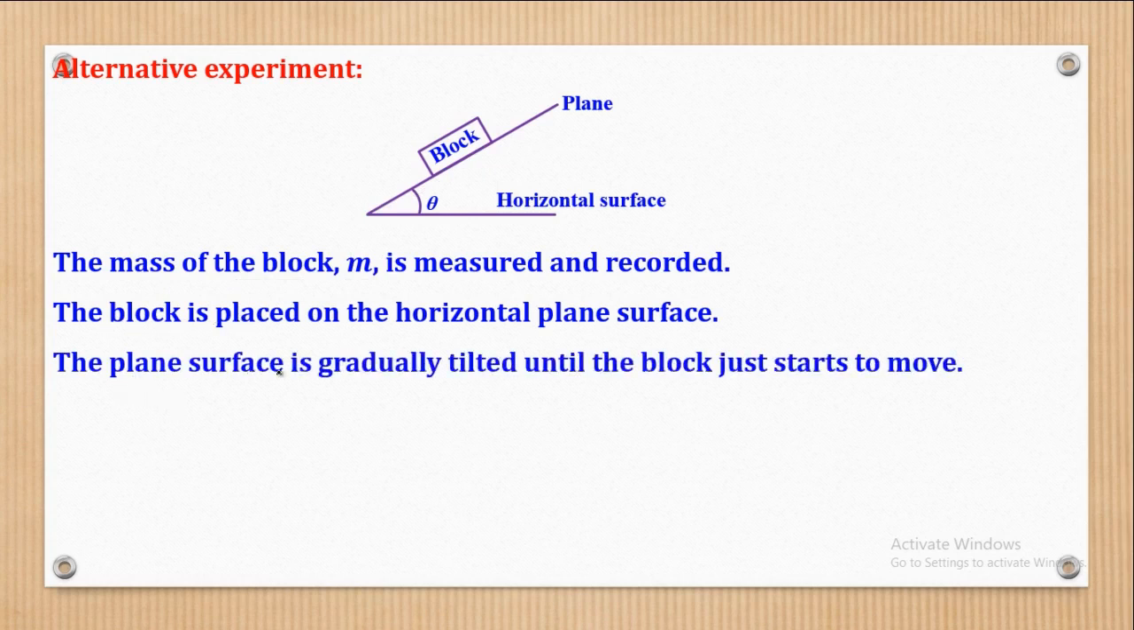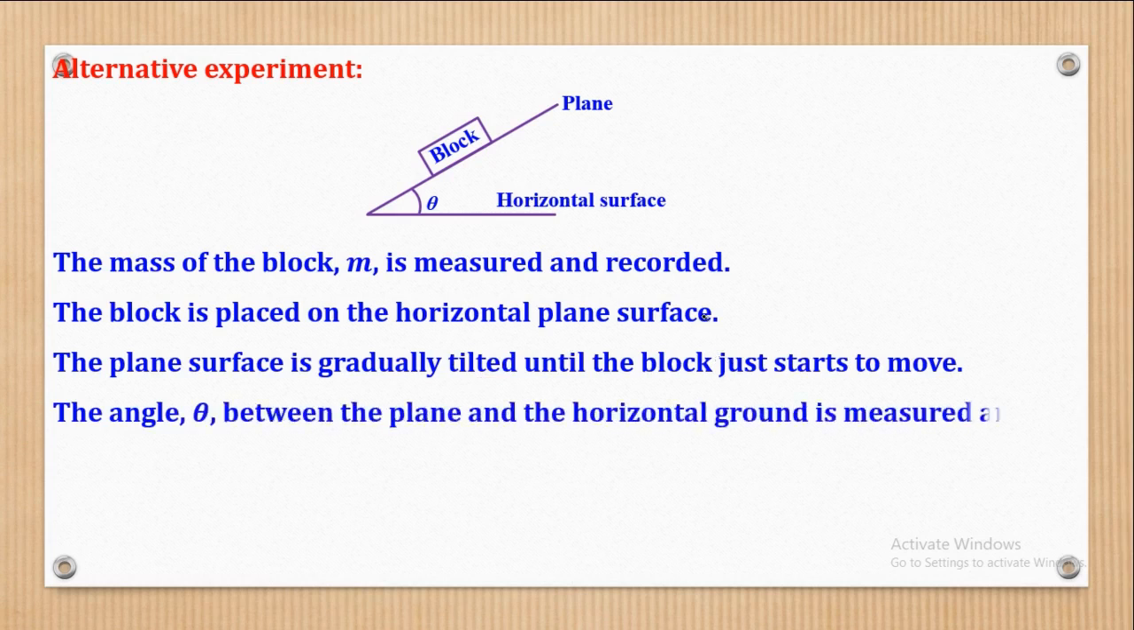The plane surface is gradually tilted until the block just starts to move. In this diagram, they have shown when it has already been tilted to a certain angle theta. So it is gradually tilted until the block just starts to move. This word "just" is very, very vital. When that point is reached, the angle theta between the plane and the horizontal ground is measured and recorded.